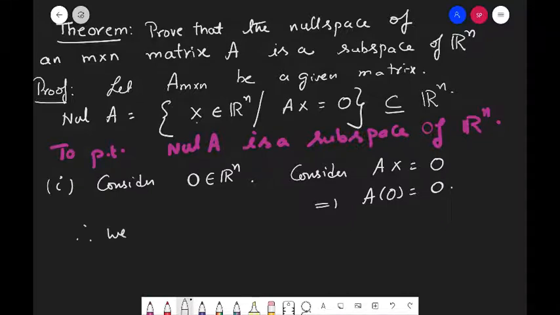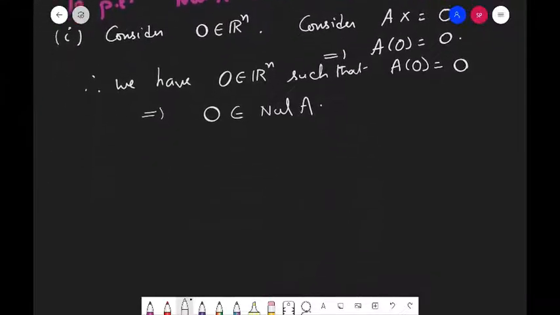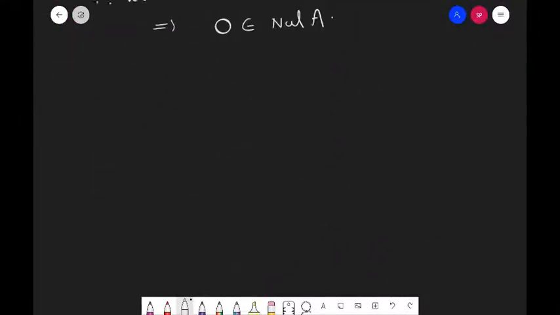Therefore, we have the 0 vector belonging to Rn such that A into 0 is equal to 0. So it is satisfying these two conditions: x belongs to Rn, Ax is equal to 0. Then that x will be in null A. That implies 0 belongs to null A. The 0 vector, whatever you have taken in Rn, it belongs to null A. Now let us look at the second part.